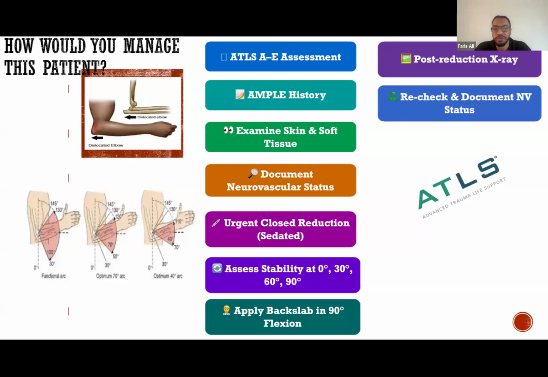Then we want to assess the neurovascular status, the radial, median and ulnar nerves, sensory and motor. After that, make sure the patient is given adequate sedation, and then I'd want to immediately reduce this in A&E. Then assess stability at 90 degrees, 60, 30, 0, and apply a back slab at 90 degrees flexion. Then get post-reduction imaging, reassess the neurovascular status, and document this very clearly.